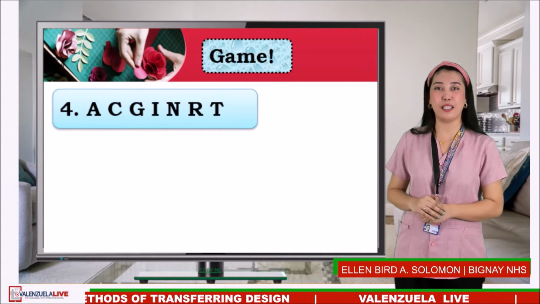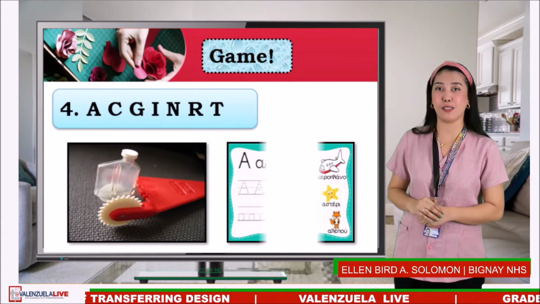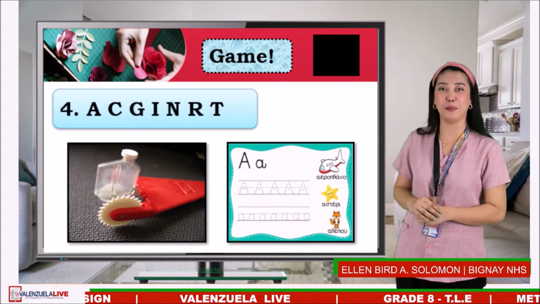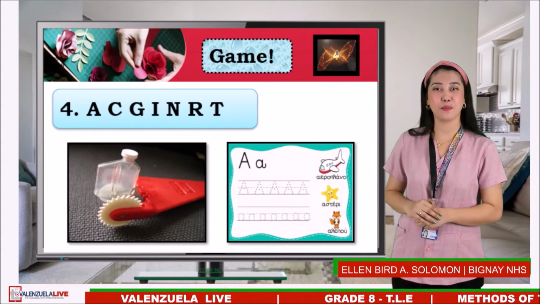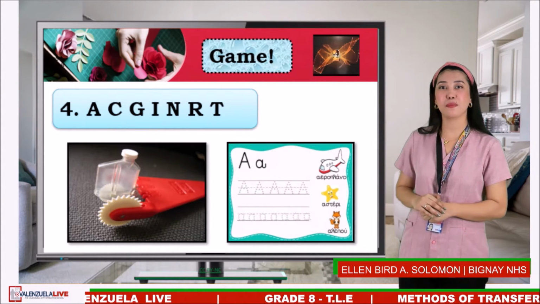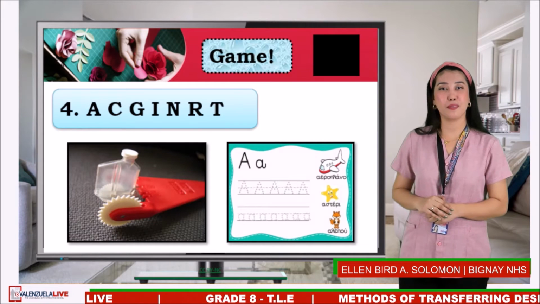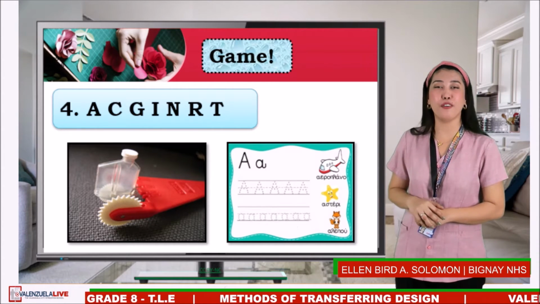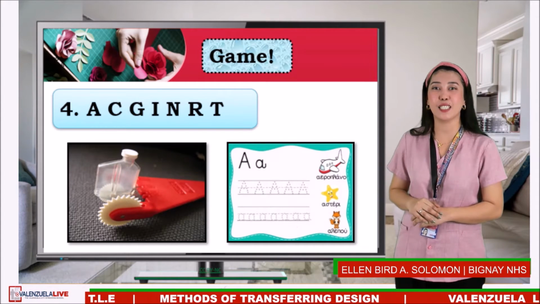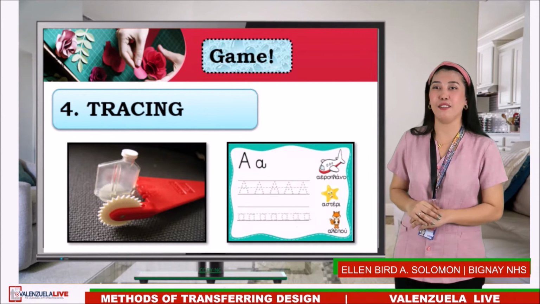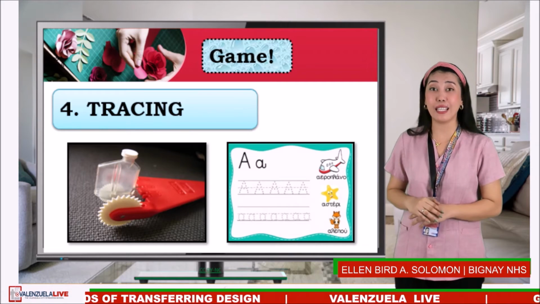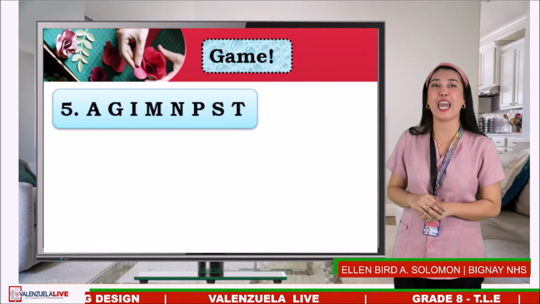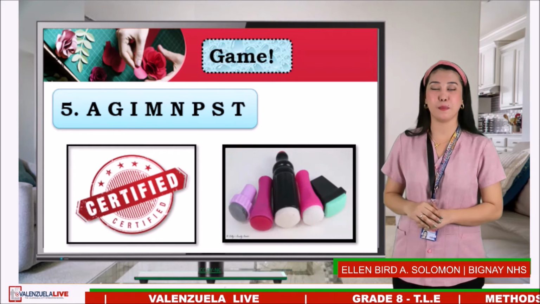With the jumbled letters and pictures. And your timer starts now. Okay, time is up. For number 4, the correct word is tracing. Very good. Let's have the last item. With the given jumbled letters and pictures.